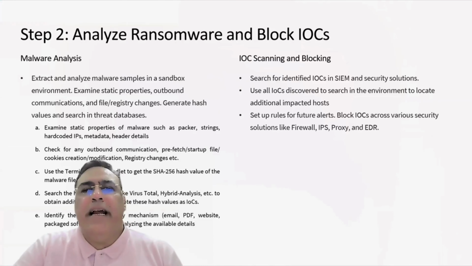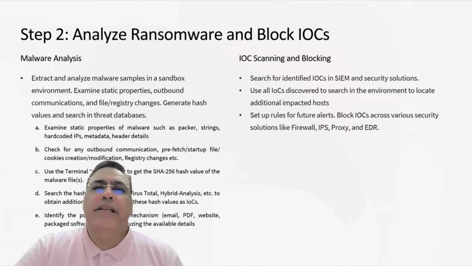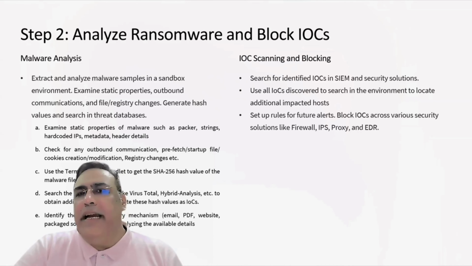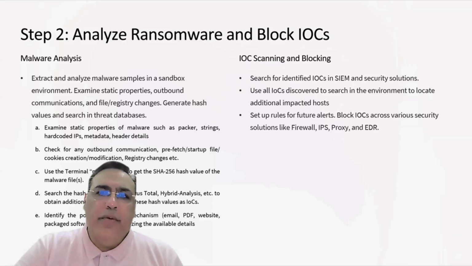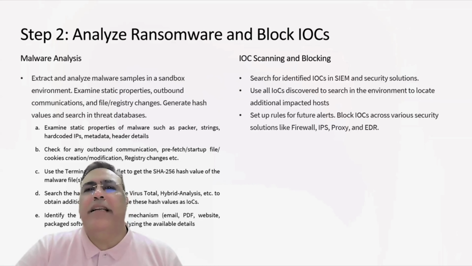Now, the second step is malware analysis, which means that we can extract the malware from the isolated system and put it into a sandbox like Cuckoo. We can examine static properties, such as packers or strings, hard-coded IPs, and fast-flux DNS, which means that once the infection happens, the systems try to connect to command and control using fast-flux DNS. So you will see a lot of failed resolution attempts in the DNS log files, and you can find the header details. Then you can also identify the outbound communication from those systems to see if there are prefetch files, startup files, cookie creation, or registry changes.